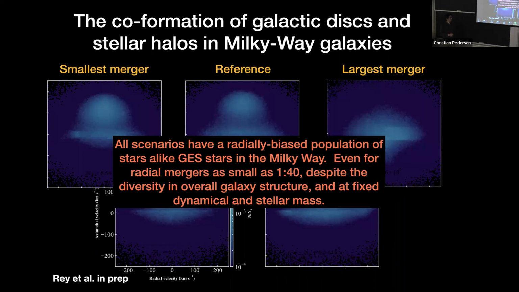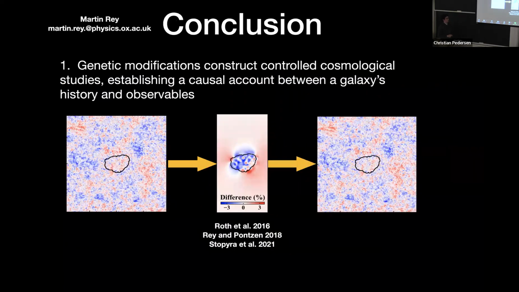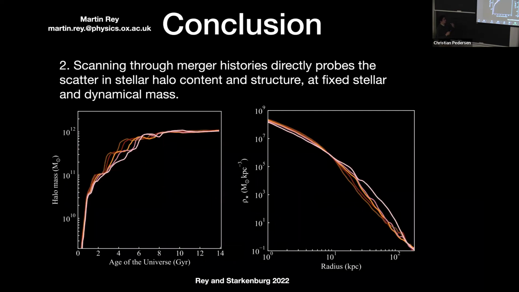Okay, so I'm probably getting quite close to the end, so that brings me to my conclusion, I think. I hope I've convinced you that genetic modification is a great approach to construct control studies and to establish a causal account between a galaxy's past history and its final observables. By using it to scan through merger history, we directly probe the scatter in stellar halo content and structure at fixed stellar and dynamical mass.